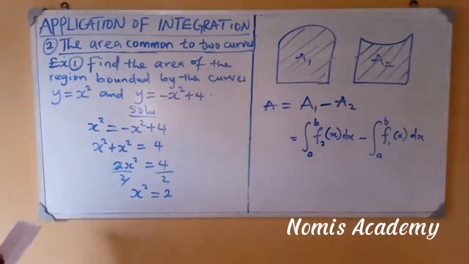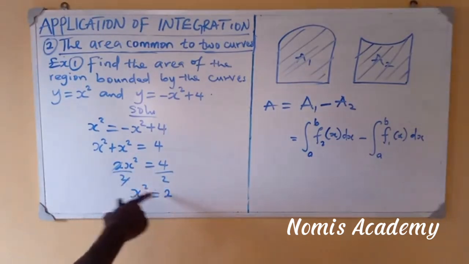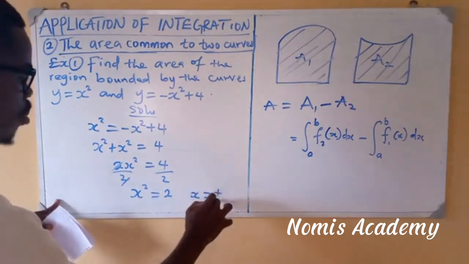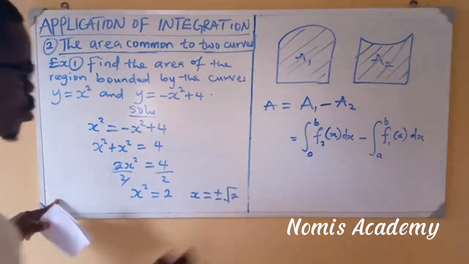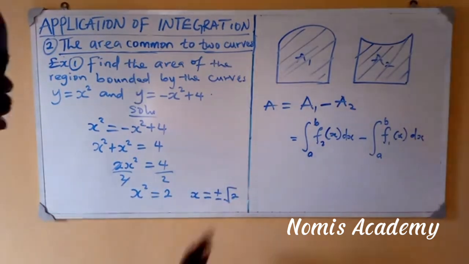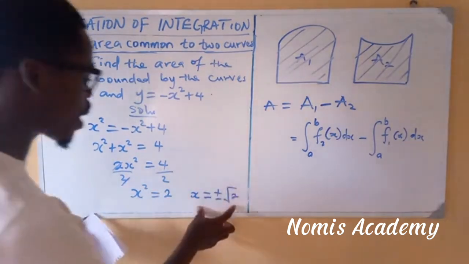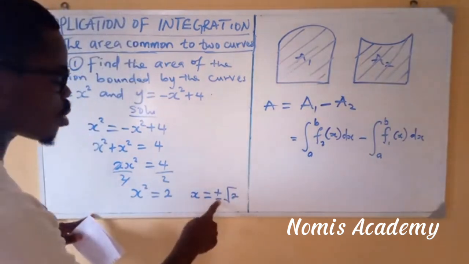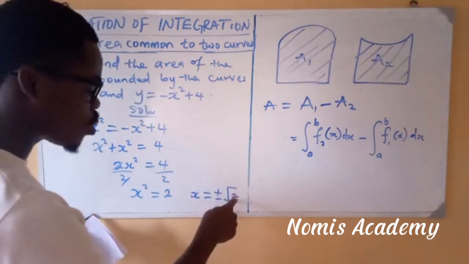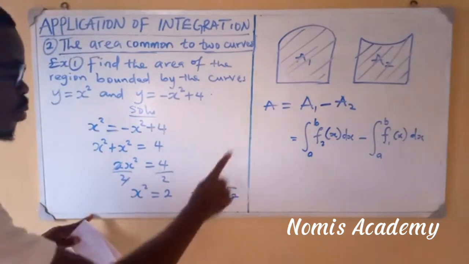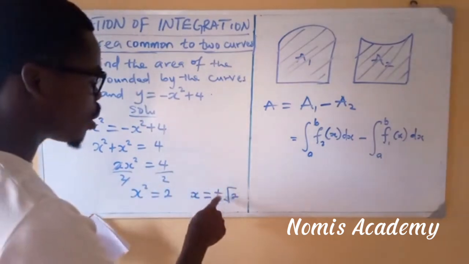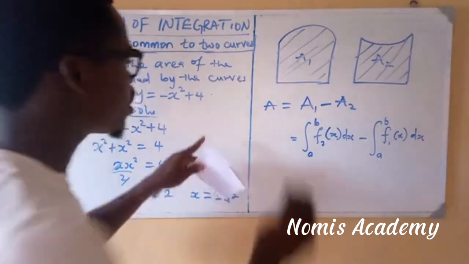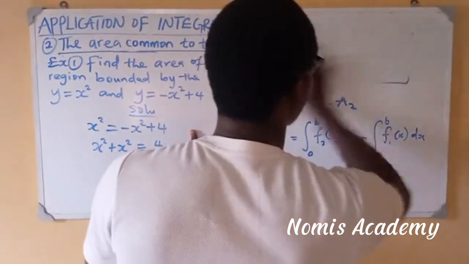To find the value of x, take the square root of both sides. x is equal to plus or minus square root of 2. So these are the limiting values of x. We are starting from the point where x is equal to minus root 2 to the point where x is equal to plus root 2. Alright, so now let's pick the formula and then solve.